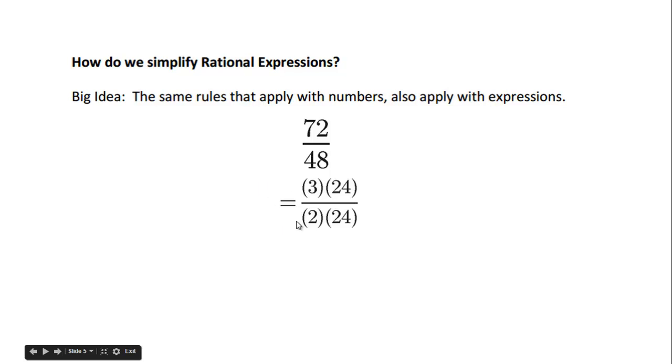Remember that we've got the equal sign here. 3 times 24 is 72, 2 times 24 is 48. You might not have written it like this in elementary school. In fact, you probably didn't. But this is what we're doing: we're factoring.